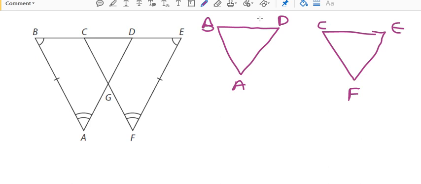So now start filling in what you have. So you know that angle B here is congruent to angle E. You know that angle A is congruent to angle F. And you know that BA is congruent to EF, which is over here.